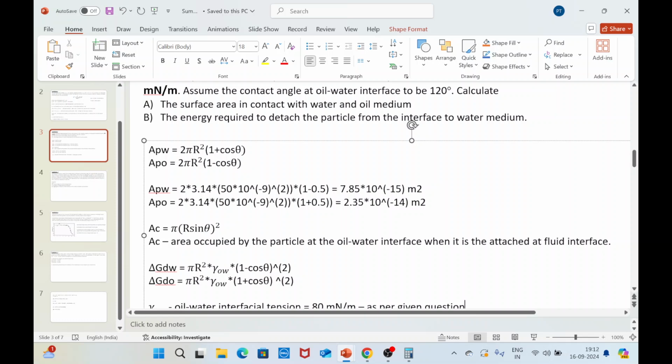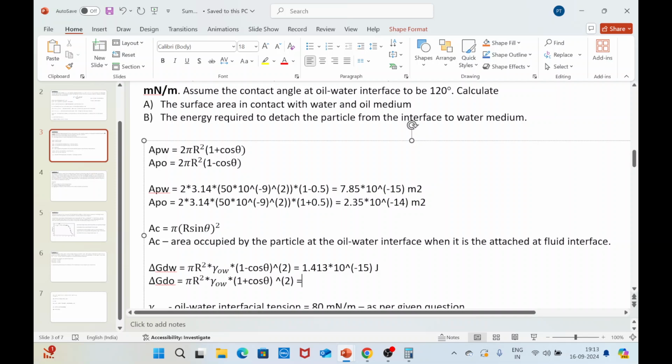Do you have the values? What is delta G dW and what is delta G dO? 413 times 10 to the power minus 15. What is the unit? Yeah, joule.